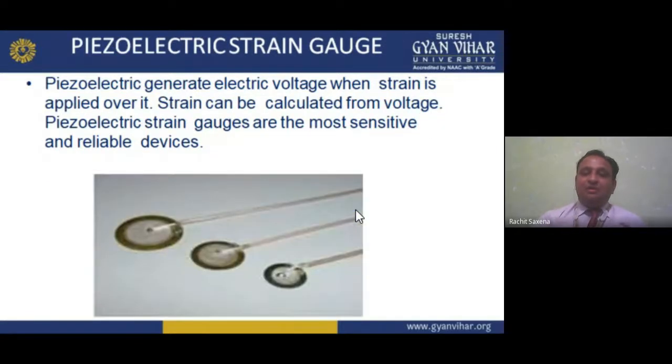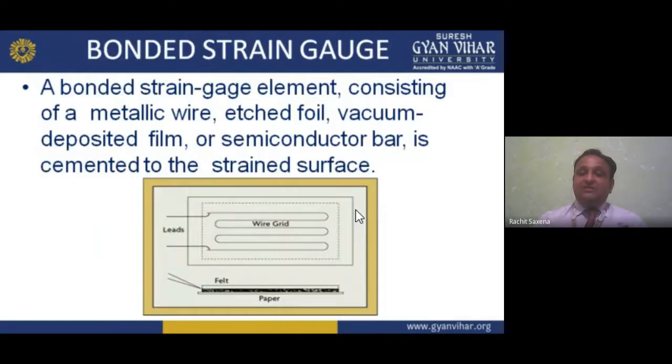Now the piezoelectric strain gauge is very easily available in the market. We can also use it as an alternative source of energy. We can generate electricity with it. How? If we apply stress on a piezoelectric crystal, it directly generates voltage for you. So we can generate a voltage with the help of this piezoelectric strain gauge applied on it. Okay. Next, we have the bonded strain gauge.